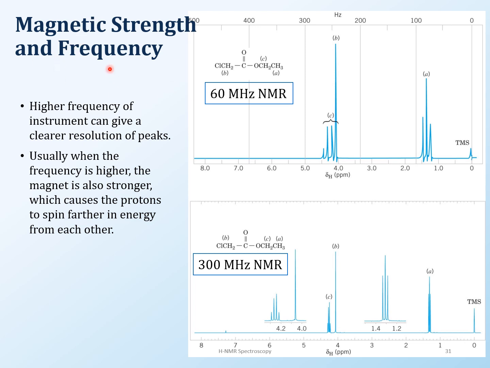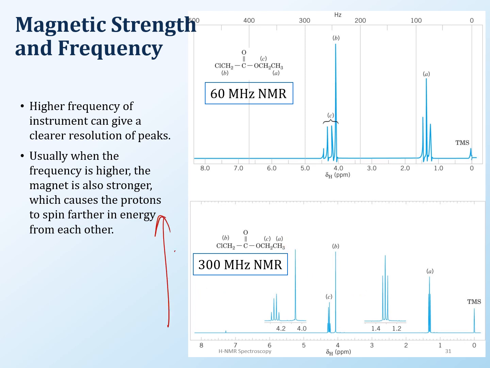If you have a good magnet and a good frequency, you get a much better spectrum. So this is 60 megahertz, this is 300 megahertz. You can see here in the 60 megahertz that there is some overlapping going on, so resolution is not so good. But in the 300, resolution becomes really good, okay? So I can explain to you in very basic terms what's happening.